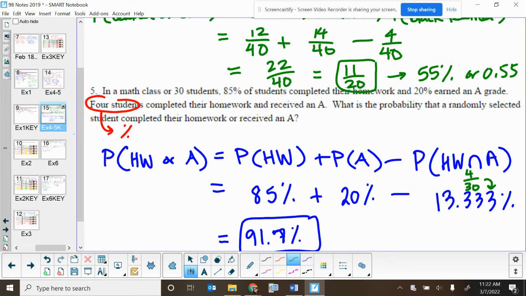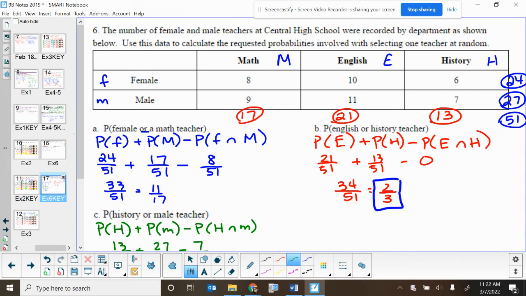So the main thing to remember here, let's look at example 6, which is a two-way frequency table. So again, writing it out in words is really helpful. Probability of female plus the probability of math minus female and math. Sometimes that overlap is 0, right? English and history, there's no overlap. Female and math, there's an overlap. And you can just try to even highlight, here's all the females. Here's all the math teachers. I have an overlap right there. So that is the overlap.